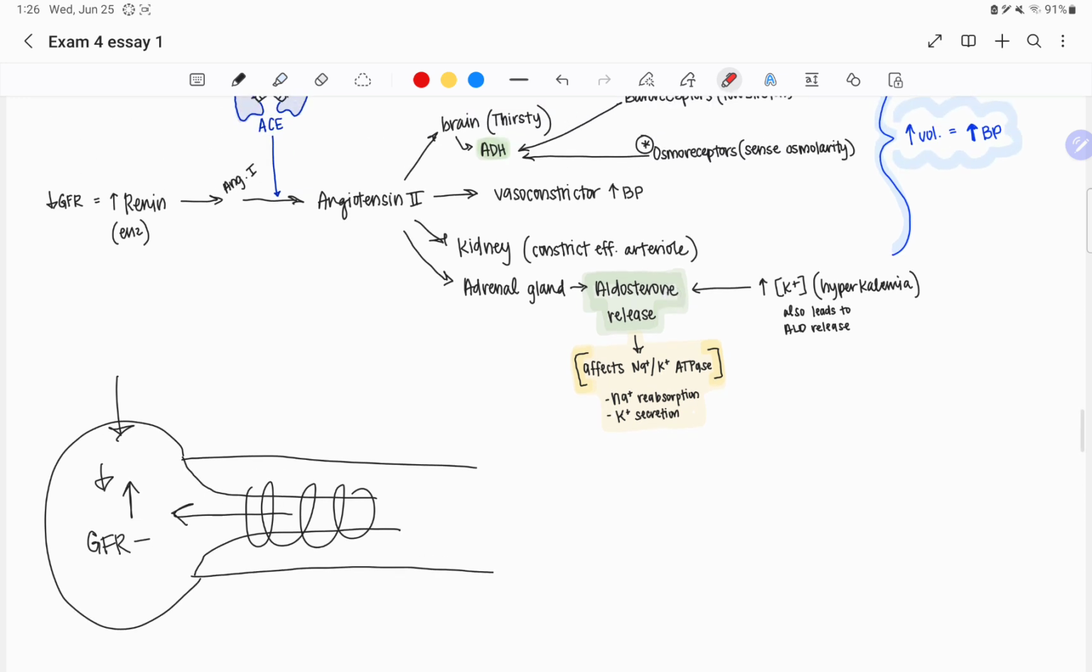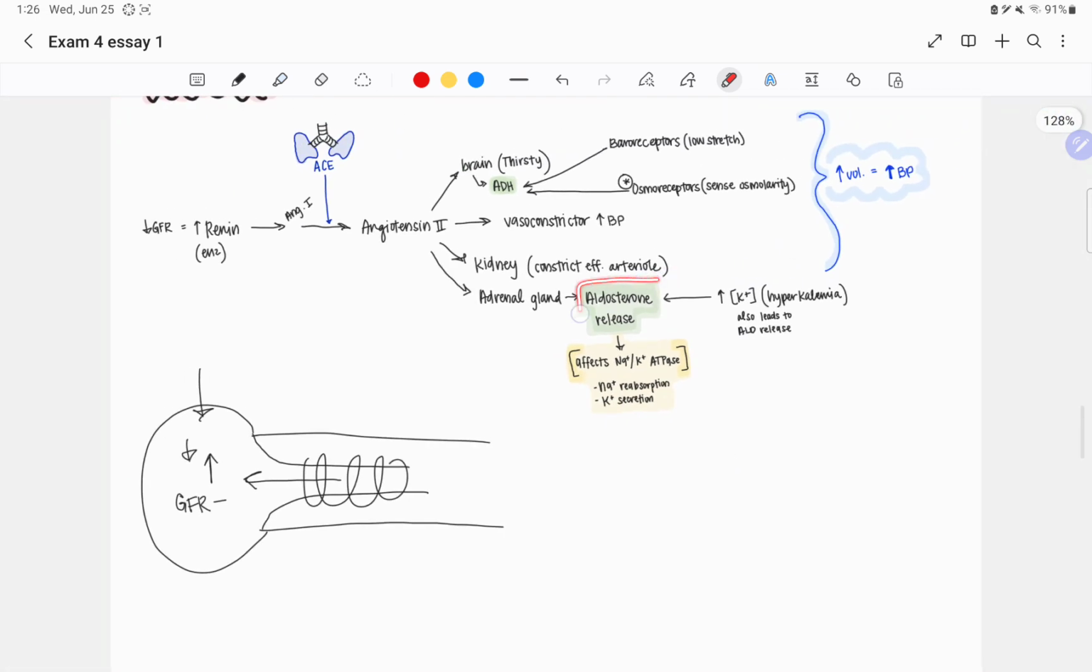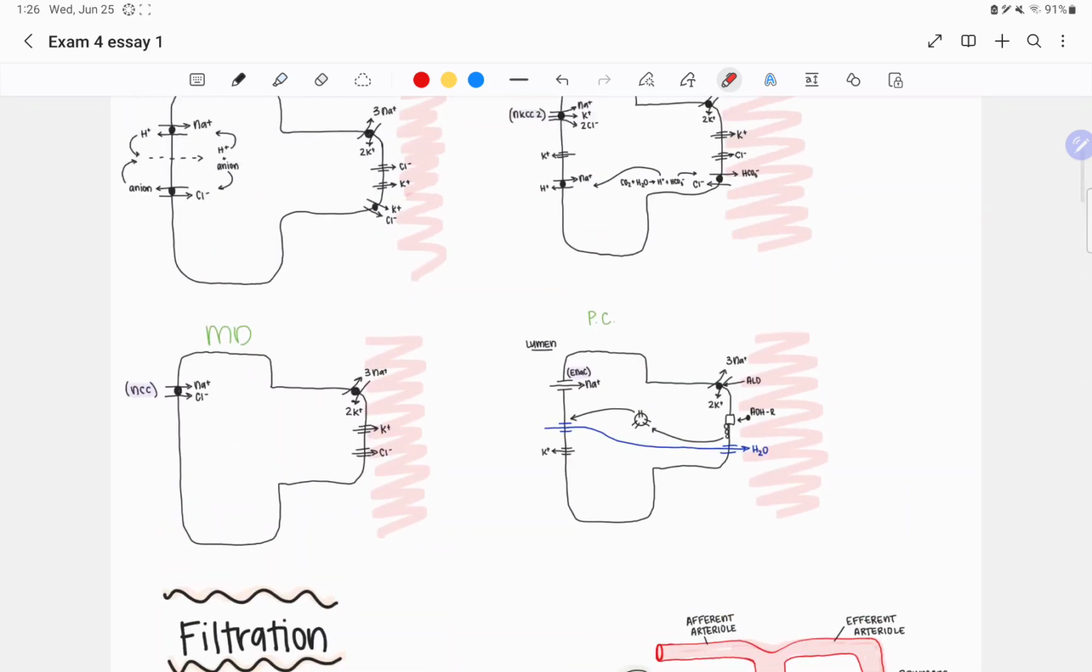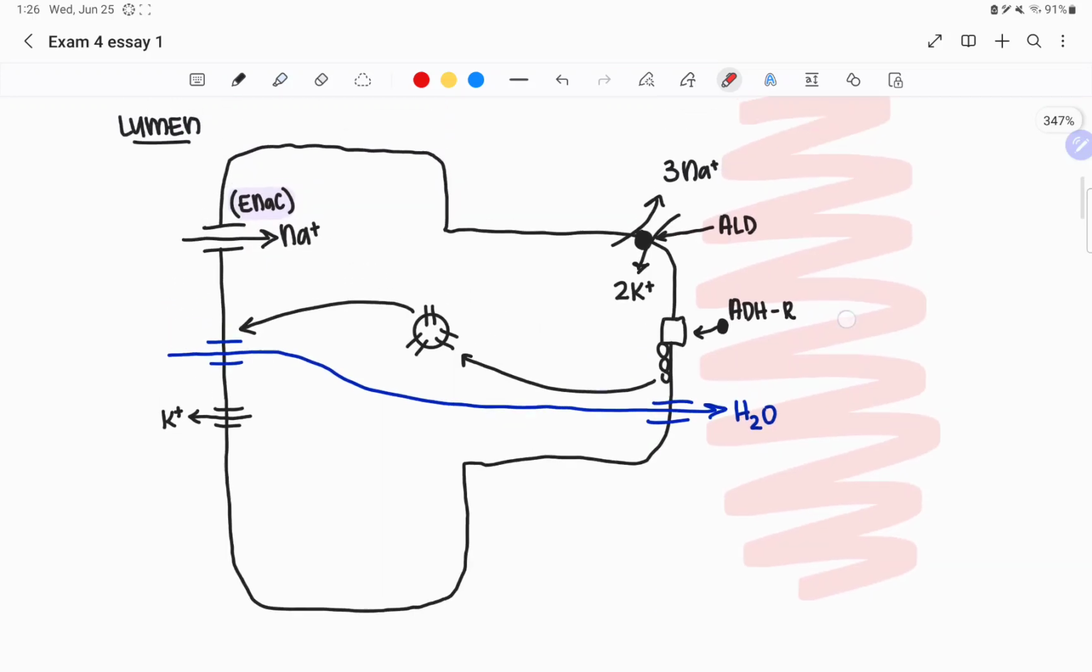Angiotensin 2 also works on the adrenal gland and releases aldosterone. Now aldosterone affects our sodium potassium ATPase pump, which increases our sodium reabsorption and potassium secretion, right? And so I'm going to go up now. I'm going to talk about aldosterone and ADH, since I have them drawn here. Okay, so like I said, aldosterone works on the sodium potassium ATPase pump.